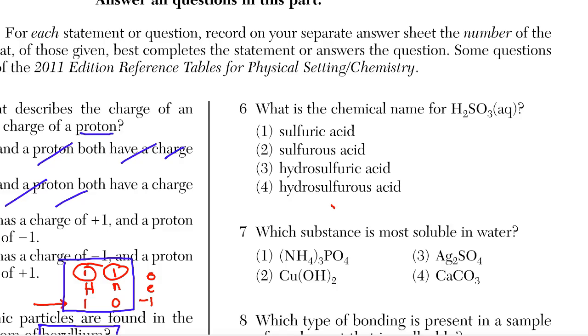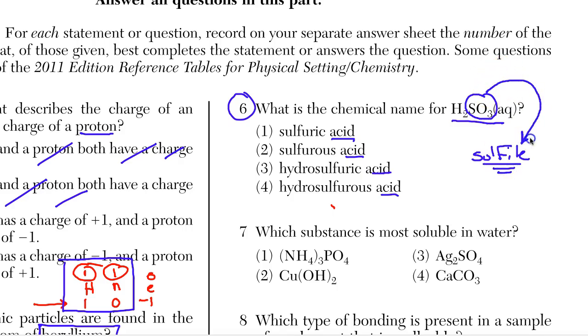Number 6. What is the chemical name of this compound, H2SO3? And they're all acids. When I first look at this question, I think, oh my gosh, they have to know how to name acids? When in fact you do not. If your teacher did teach you, this is the sulfite ion, SO3 2-. You can look that up in Table E. I call Table E, what the heck is that? Cluster of polyatomic ions.